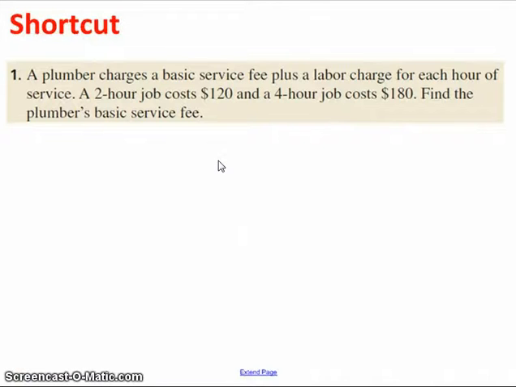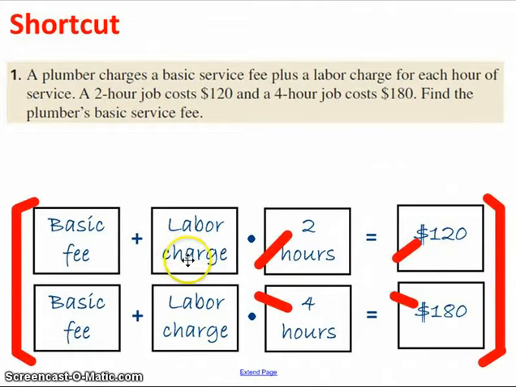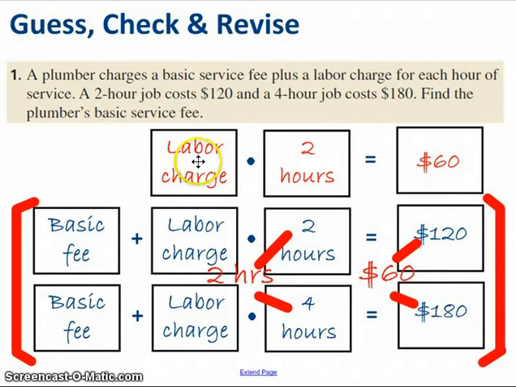There's a shortcut that I'm going to show you. Look at the two different scenarios that we had. What's the difference between those two? There are only two differences. On the left side, it's 4 hours of labor versus 2 hours of labor. On the right side, it's $180 versus $120. Or more specifically, the gap is 2 hours of labor on the left, and the gap on the right is $60. So we could say that the labor charge times 2 hours turned out to be $60. That's the only difference that we have between the second row here and the third row.